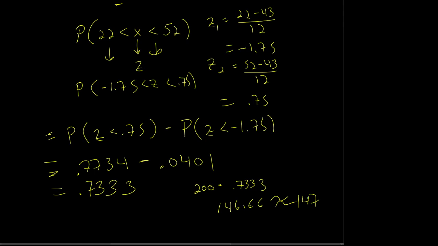All right, if I were doing this on my technology, I'm going to flip over to the calculator here. I want to do this all in one place. I'm going to have 200, that's the number of shoppers, times the probability that comes out of a normal CDF. My lower was 22 minutes, my upper was 52 minutes, my mean was 43 minutes, and my standard deviation was 12 minutes. That was everything in the problem. And I get the 146.66.